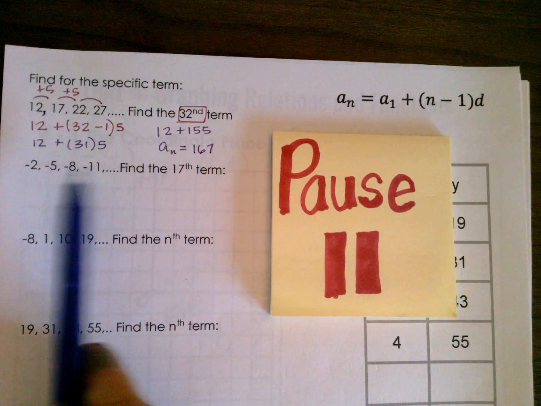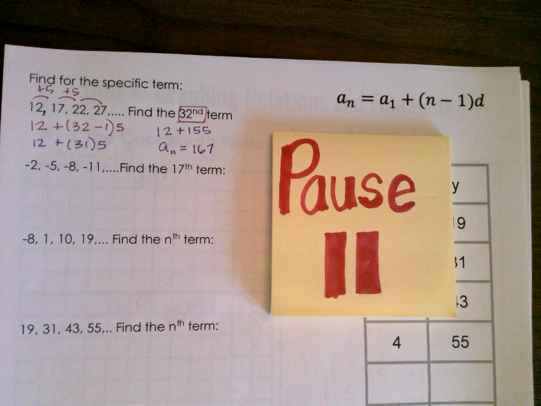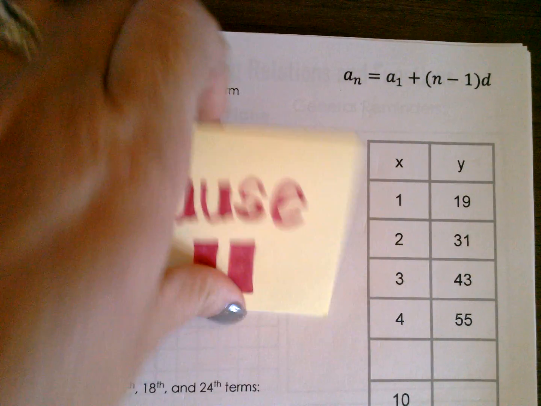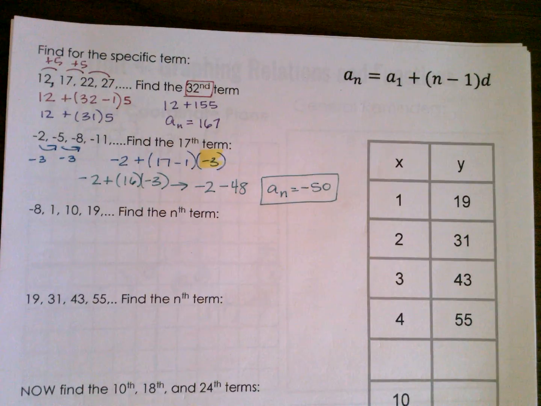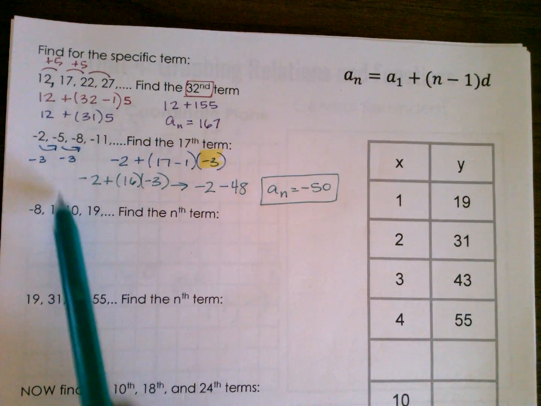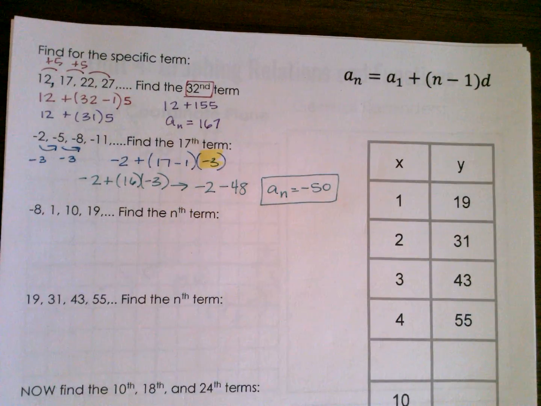Pause the video and find the 17th term in this equation for me. Be very careful, pay attention to the common difference. Thank you for pausing. I substituted my numbers in for the different parts of the equation. When I was done solving, I arrived at -50 to be the 17th number in that sequence.